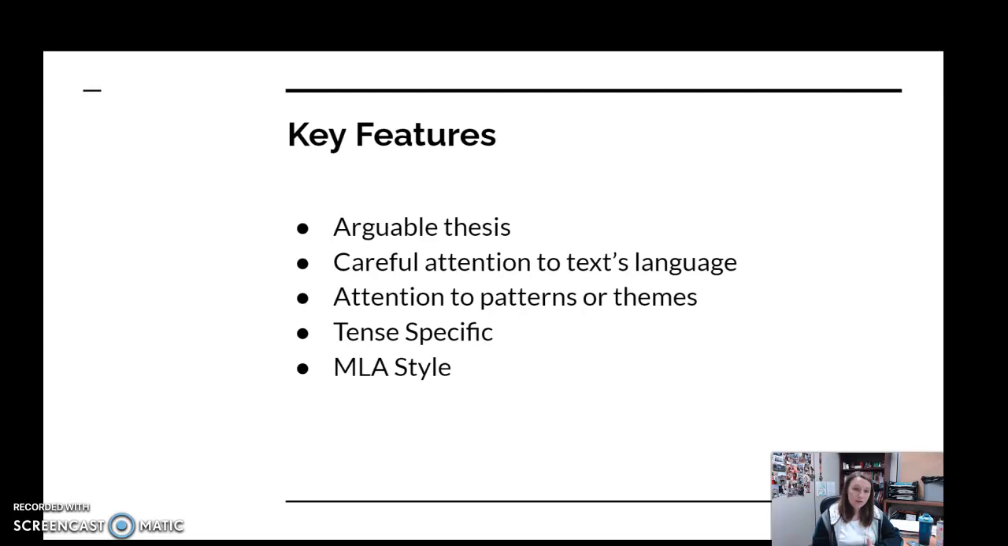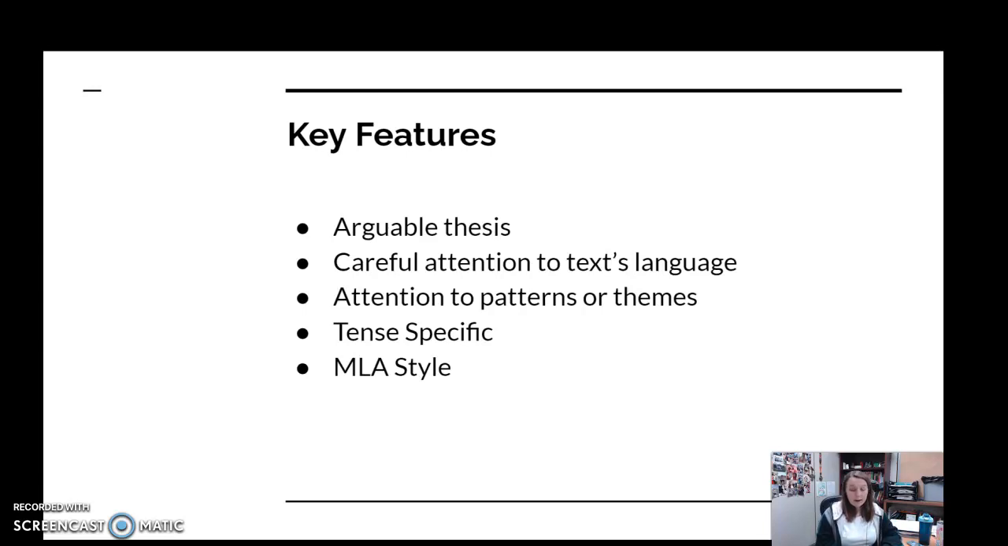So when your thesis is arguable, it's also clear. And it's okay to recognize that there can be more than one meaning from a piece of literature. You just need to show in a legitimate, logical way that your argument is based in the text. So even if the text isn't fully logical in terms of maybe it jumps around, has an unreliable narrator, your argument needs to be logical.